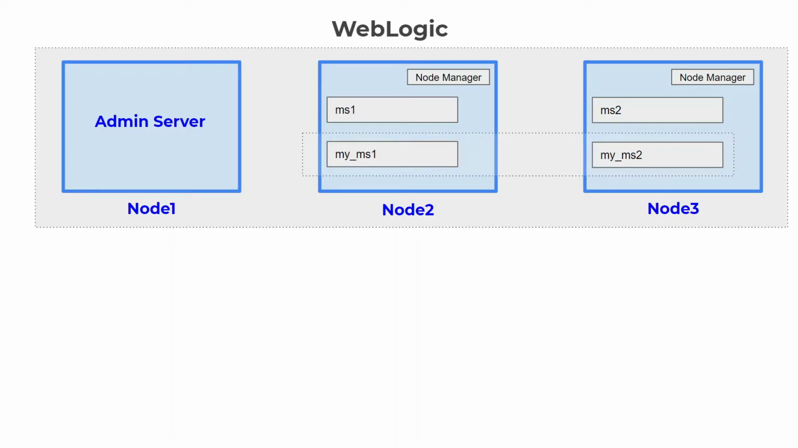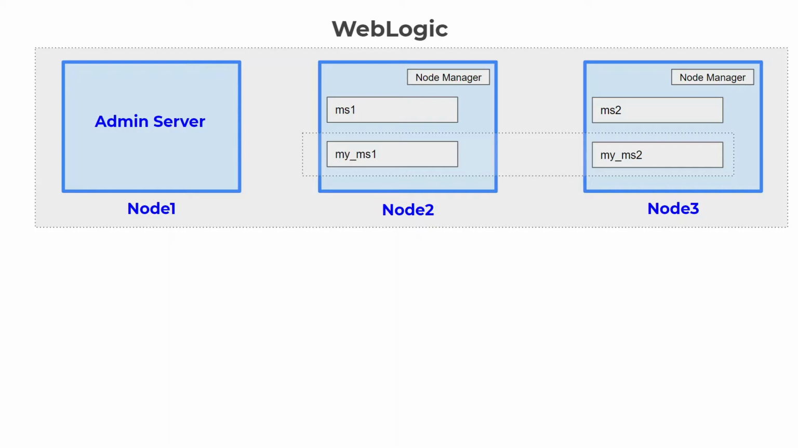Once we have a cluster set up, if either of the servers, Node 2 or Node 3, goes down, the other server will still be able to handle the application. All of these components are part of the WebLogic domain. This is what a basic WebLogic setup looks like.